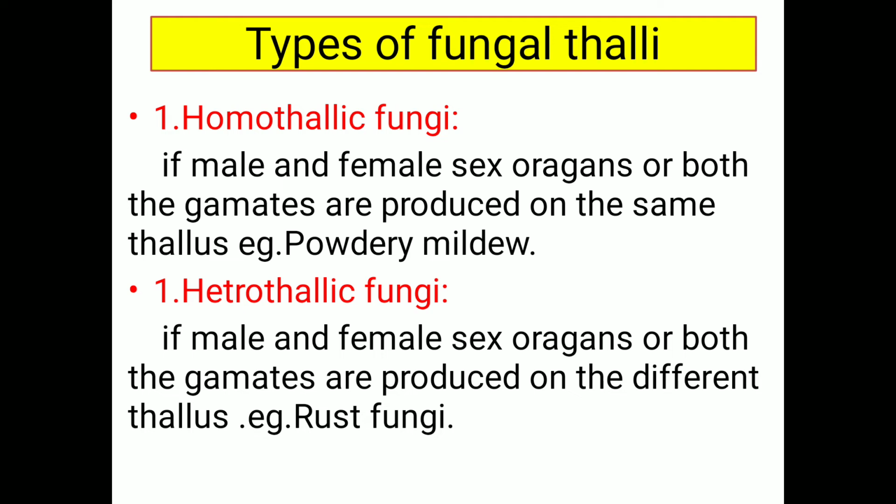So if the male and female sex organs, or both the gametes, are produced on different thalli, or different sexual or fungal structures, then it is called a heterothallic fungus. For example, rust fungi. They have different mating types or different types of fungal structure, so it is called a heterothallic fungus.